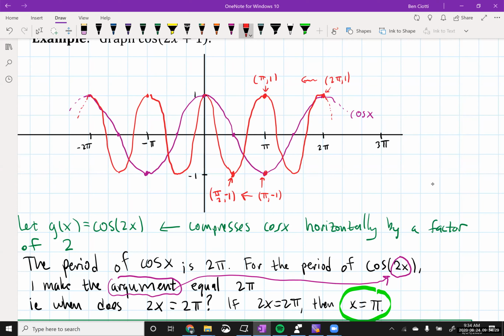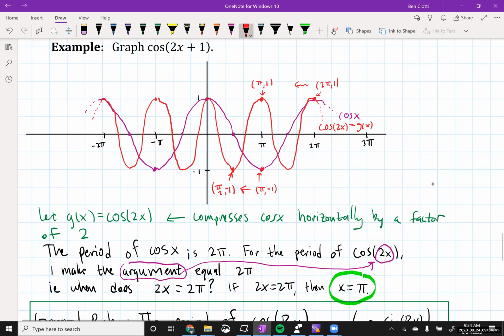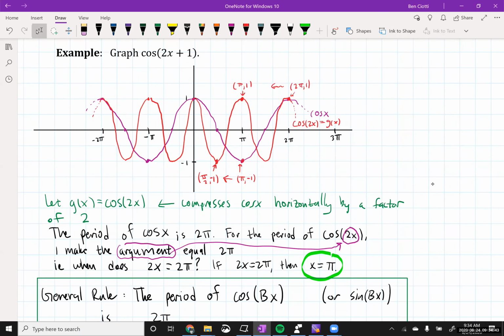Okay, so there we have our graph of cos 2x, which is also what I called g of x. Any questions on that? Okay. I still haven't taken care of the +1 yet, though. So now let me do that.